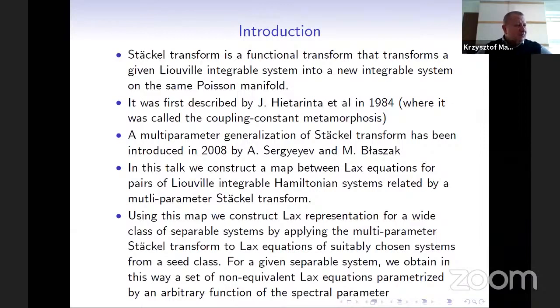And using this map, we construct Lax representation for a wide class of separable systems by applying the multi-parameter Stäckel transform to Lax equations of suitably chosen systems from a seed class of Benenti type. Also a lot of technical information, but I hope to address all these words and explain all these notions, as I understand that not everyone is familiar with concepts from the theory of integrable systems.